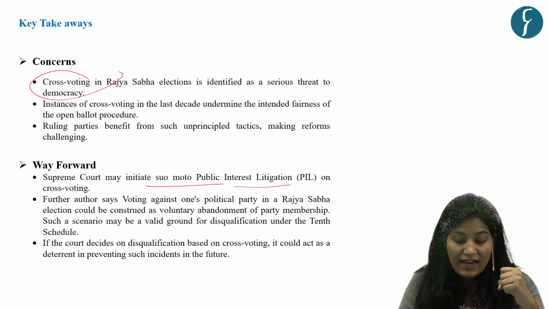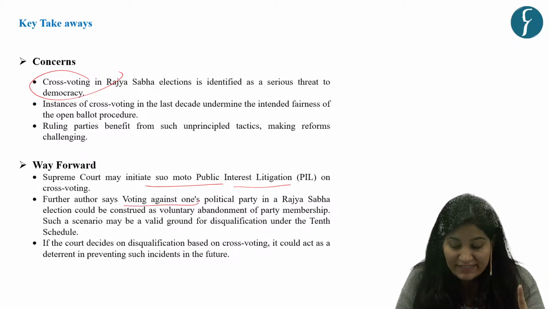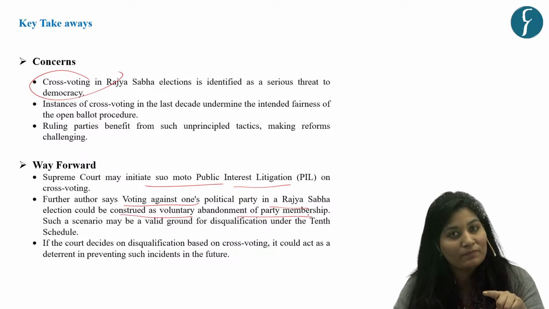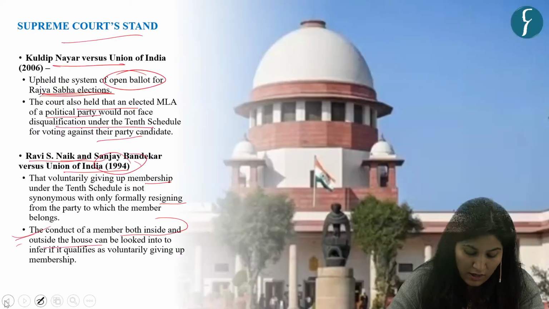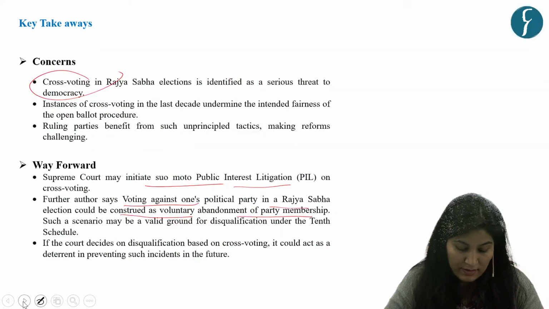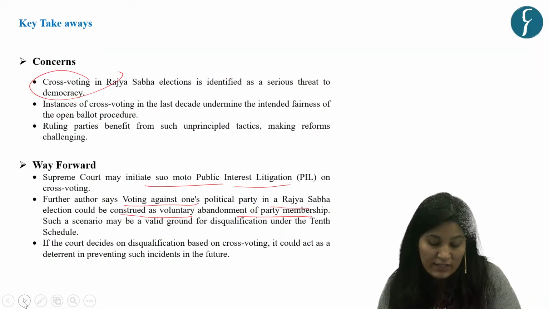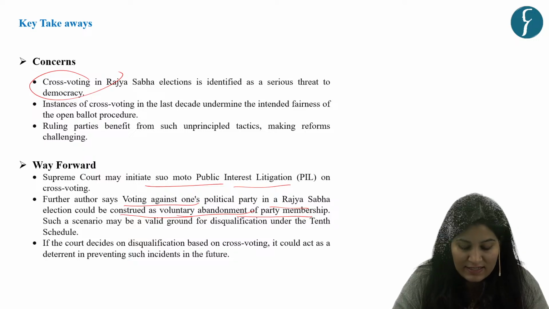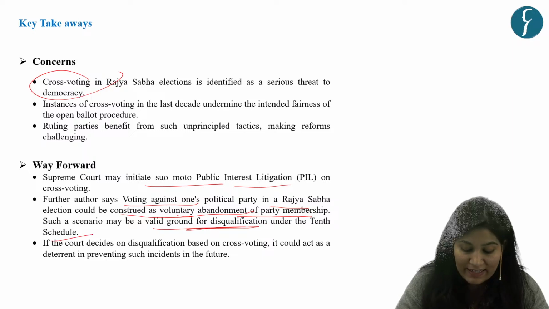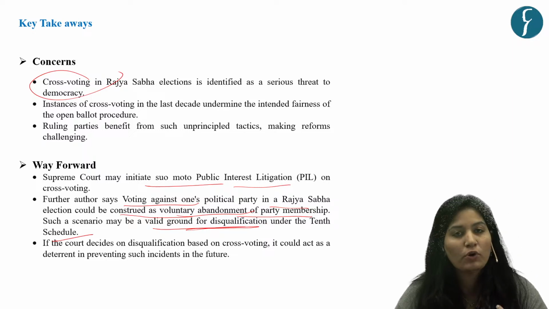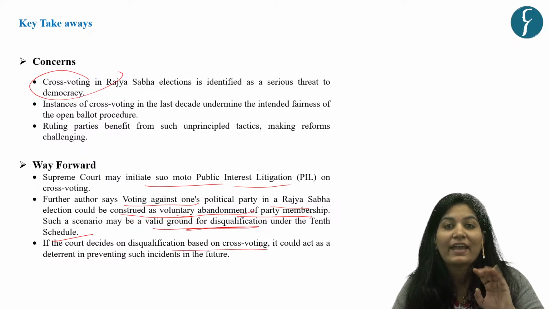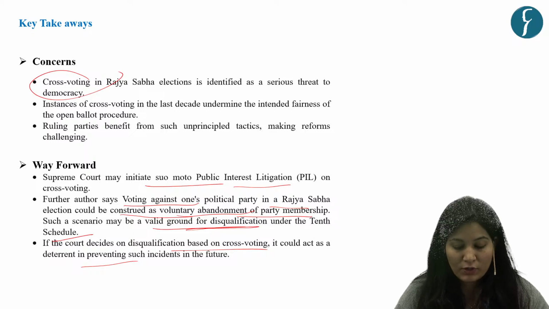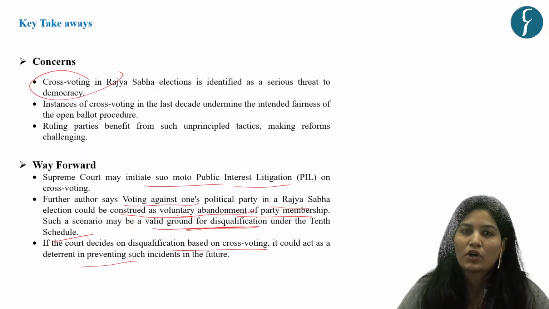Second, voting against one's political party in Rajya Sabha could be construed as voluntary abandonment of party membership. Just now we have discussed, it is on the same line as the Rajiv S. Naik case. If you decide to go against the party decision, it should be considered voluntary abandonment of party membership. Such a scenario may be a valid ground for disqualification under the 10th Schedule. Got it? If the court decides on disqualification based on cross voting, it could act as a deterrent in preventing such incidents in future, which is much needed after seeing so many cases. So this is all about cross voting in Rajya Sabha.